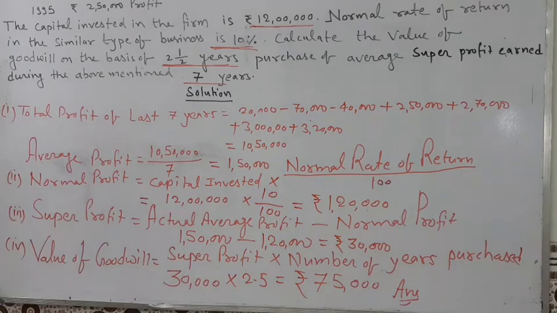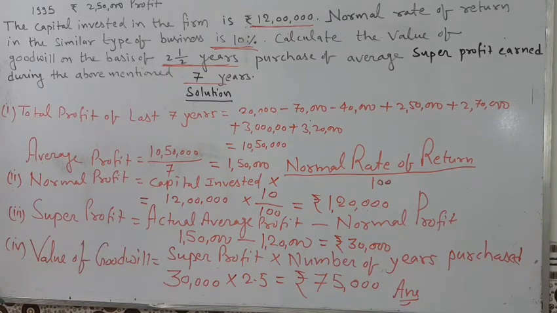So try to understand again. In one, at first we have calculated actual average profit, total profit of last 7 years: 20,000 minus 70,000 minus 40,000, plus 2,50,000 plus 2,70,000, plus 3 lakh plus 3,20,000. Already we have calculated 10,50,000.